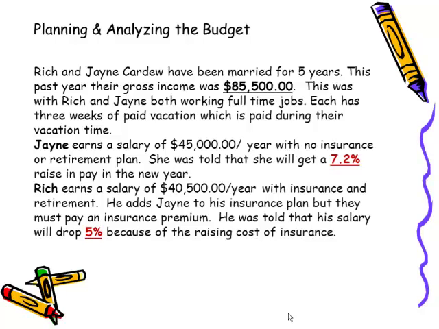Janie earns a salary of $45,000 with no insurance or retirement plan. She was told that she will get a 7.2% raise in pay this year. So there's a change that you're going to have to adjust in your budget problem.